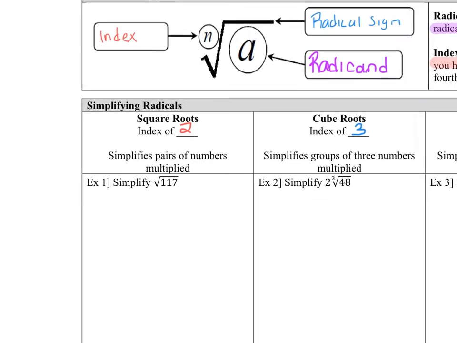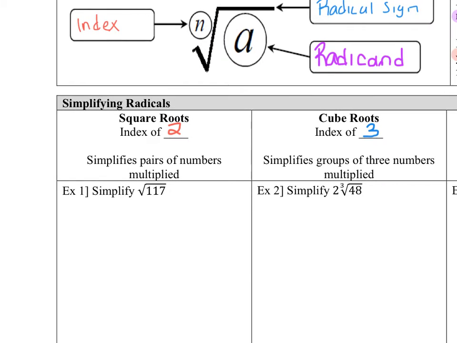So our first example is a square root. The reason you know it's a square root is because your index, which should be right here in this little crook, is actually missing. Since it's a square root, we are going to simplify pairs of multiplied numbers. So the first thing we need to do is break down this 117 into two numbers that multiply to give you 117. So 9 times 13 gives me 117.